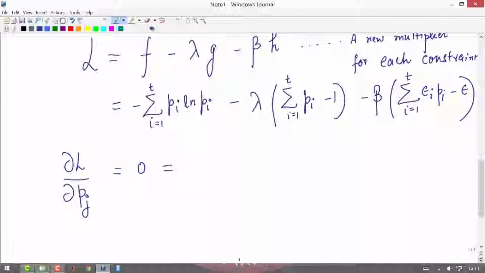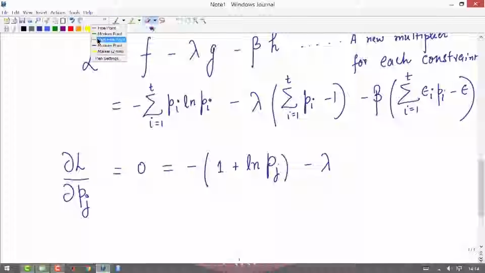You can see the first term of the Lagrangian, only the term Pj when i equals j will contribute, and that simply gives minus of 1 plus ln Pj, and the second term would give minus of minus lambda into 1, which is just plus lambda, and the final term would give minus beta into epsilon j, because only the i equal to j term will contribute there, and epsilon is anyway a constant, so the derivative of the last term with respect to Pj is 0. So, you can rearrange everything and obtain the value of Pj now.